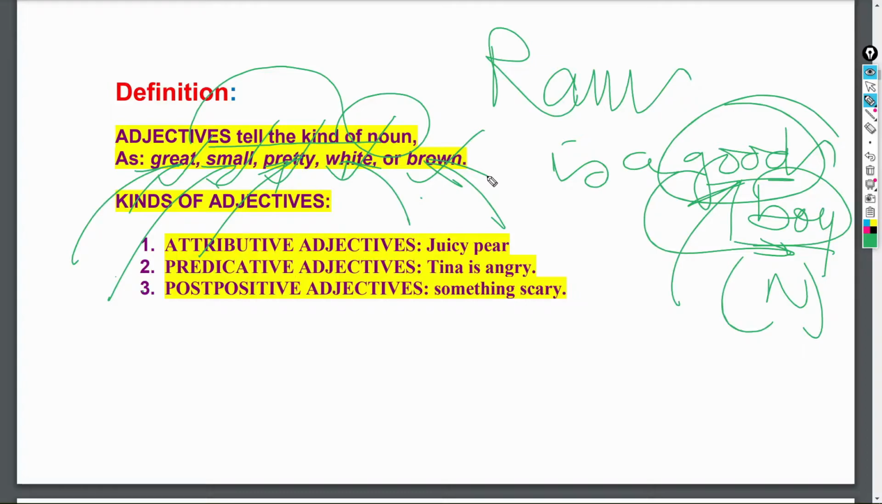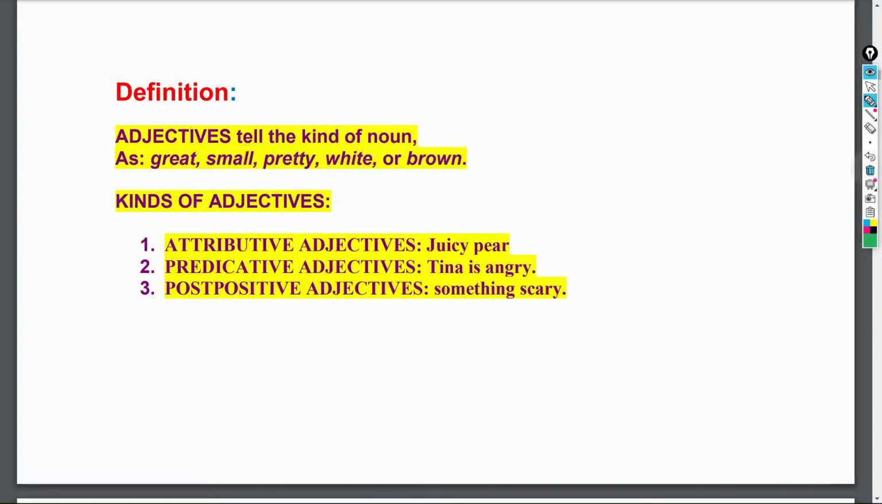Attributive adjective. Some attribute or the quality is given. Suppose हम pear का बारे में बात करते हैं. Pear, तो pear क्या होता है? ज्यादातर मतलब juicy होता है ना. There is a lot of juice. Therefore, it is juicy. Therefore, this juicy is coming before the noun, and this is the adjective, and this actually attributes something to the pear, and therefore it is an attributive adjective. Predicative adjective. ये देखिए, Tina is angry.